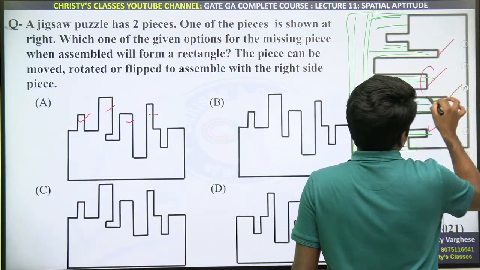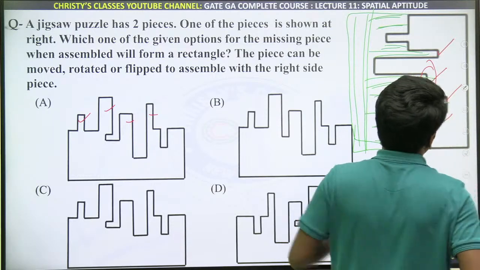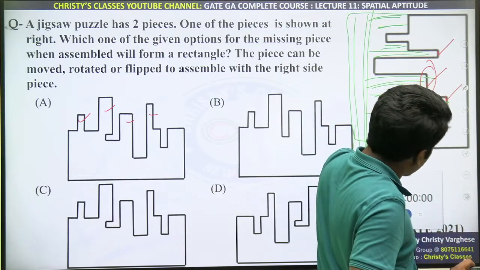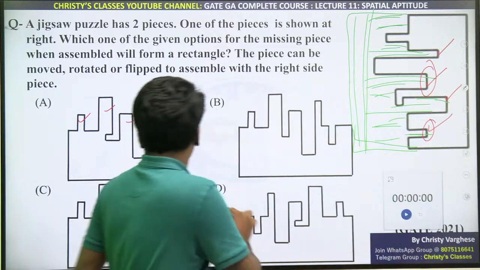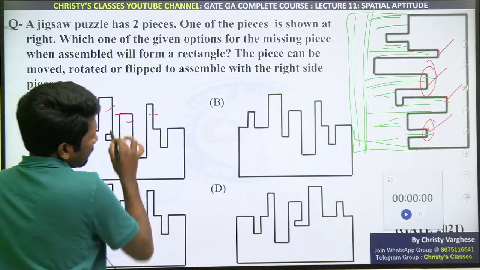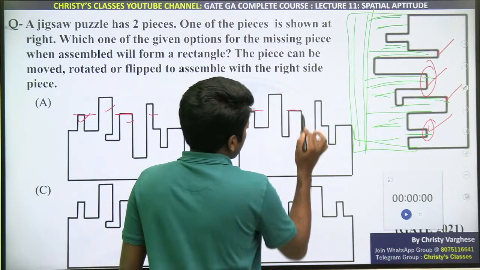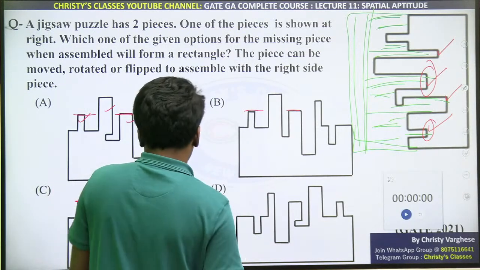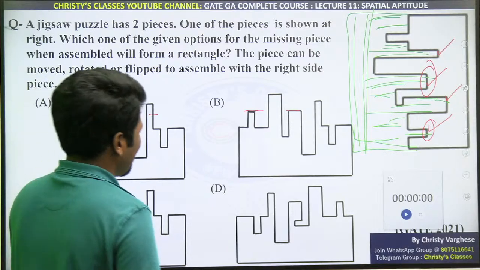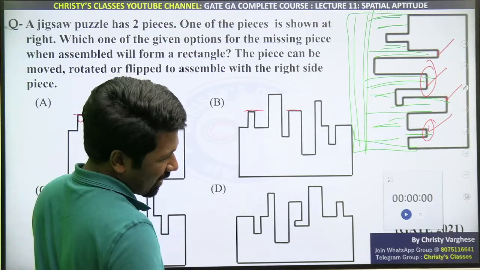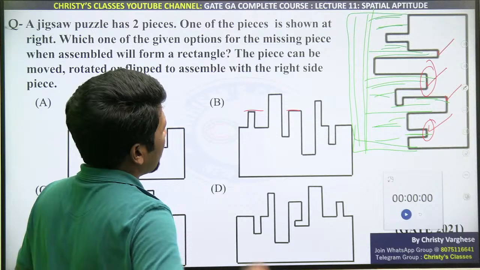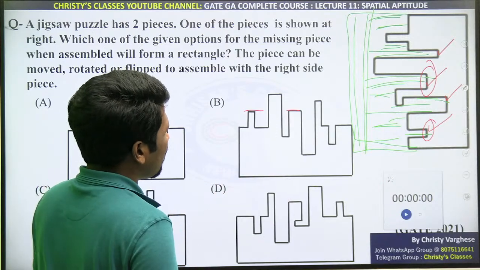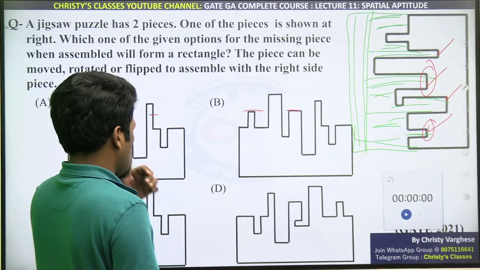These two hills are of the same height. Can you see that? This wide hill and this small hill are of the same height. Option A may be justified. Option B may be justified. Option C may be justified. All options are justifying that also. So we need to analyze further till you eliminate.